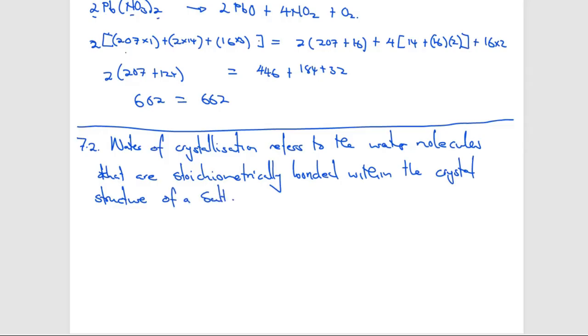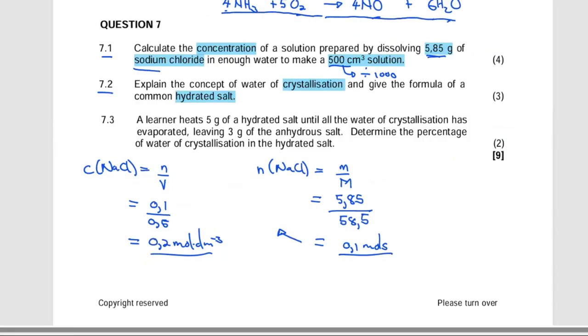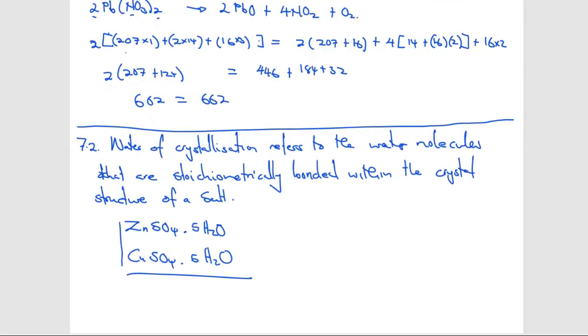Here we can have zinc sulfate as an example. Zinc sulfate, then I'm going to say dot, maybe 5H2O, right? We can also make use of copper sulfate as an example, dot 5H2O, right? So this is water that is stoichiometrically bound. They're saying common hydrated salt, so that's what we're having there. You can choose either of these two as your common salt that is stoichiometrically bound, under water of crystallization.